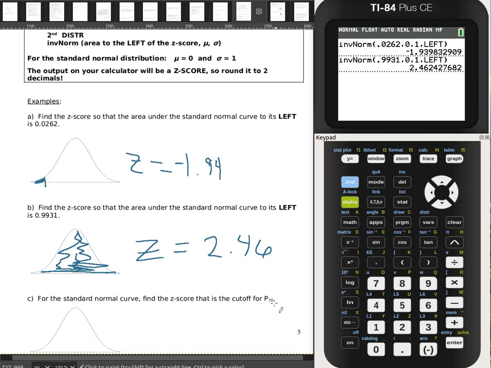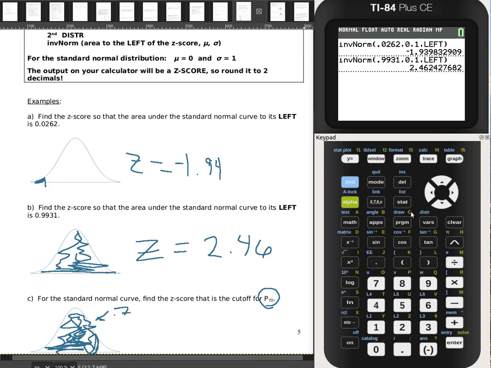Do you guys remember this symbol? P70. What is this? It must be the 70th percentile, right? Well, if you remember the 70th percentile, it's such a value that 70% of the data should be less than that. So in other words, we want the area to the left of that value to be 0.7, which is 70%. We want this all over here to be 0.7.